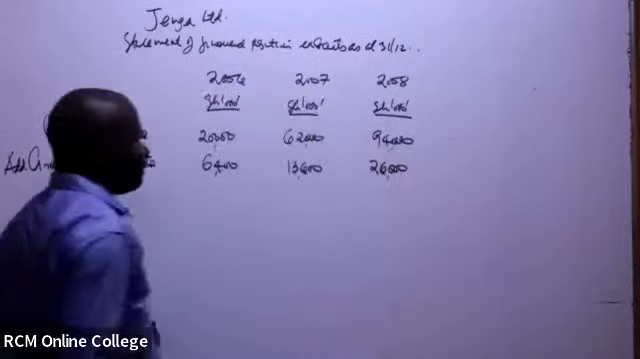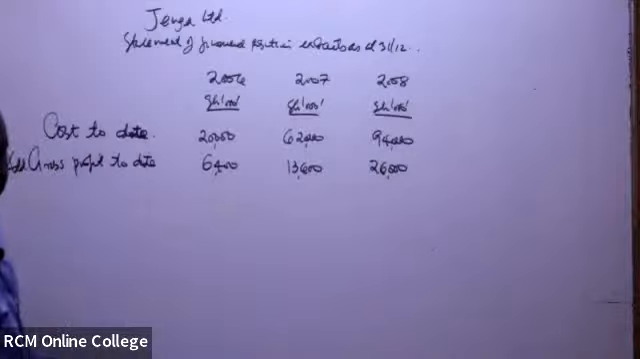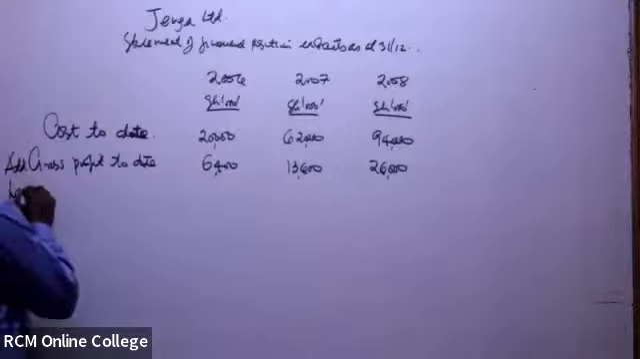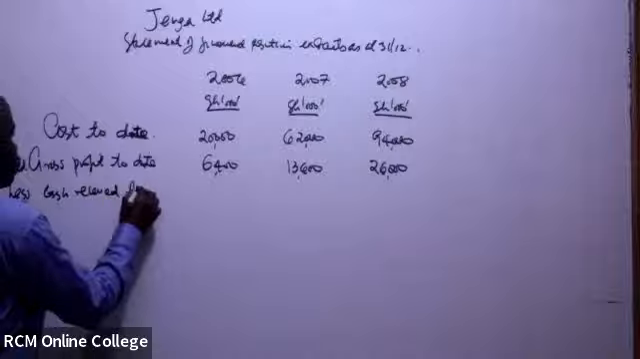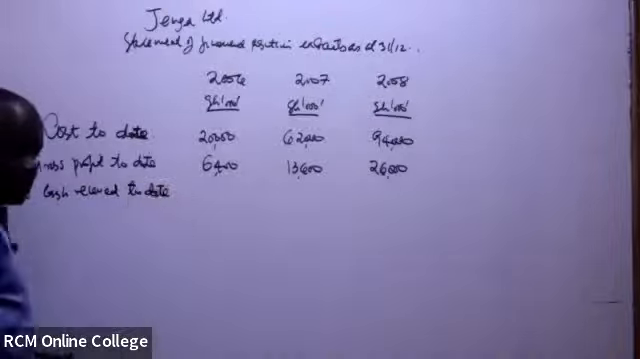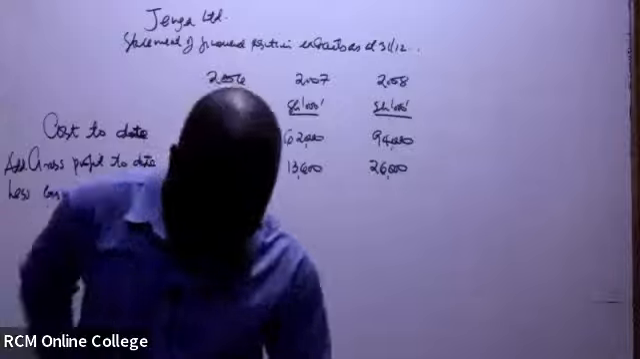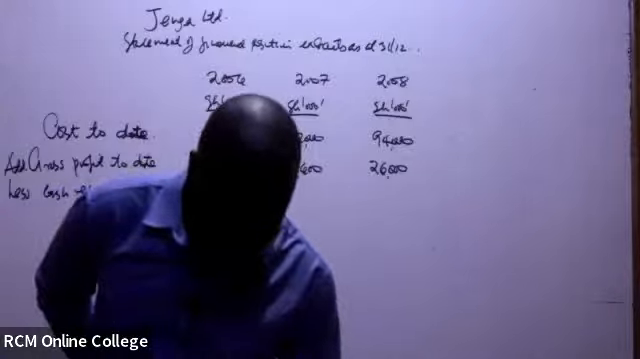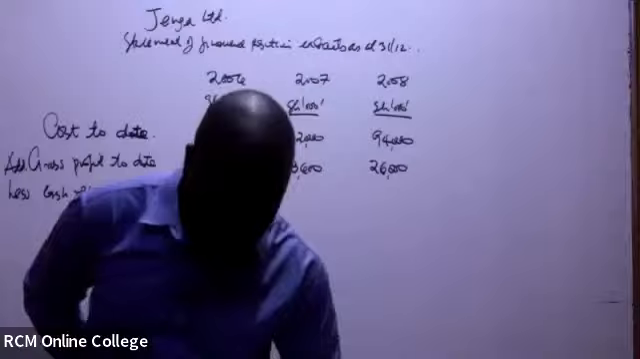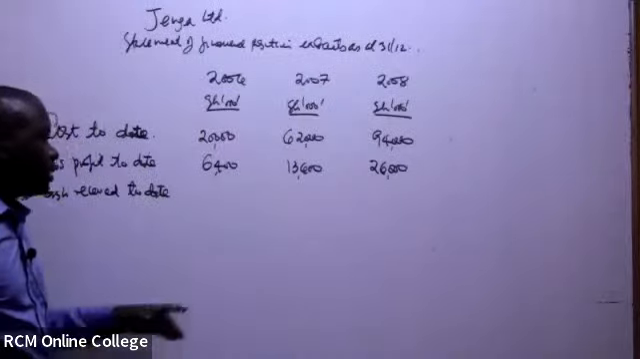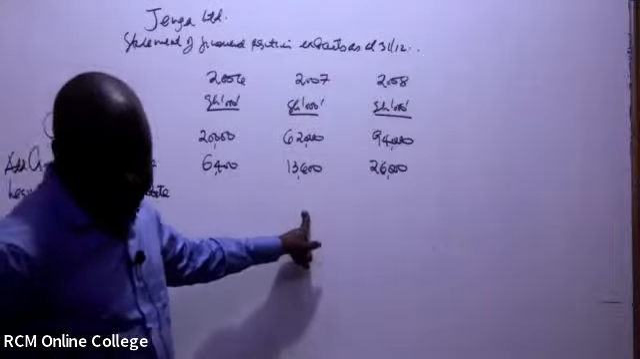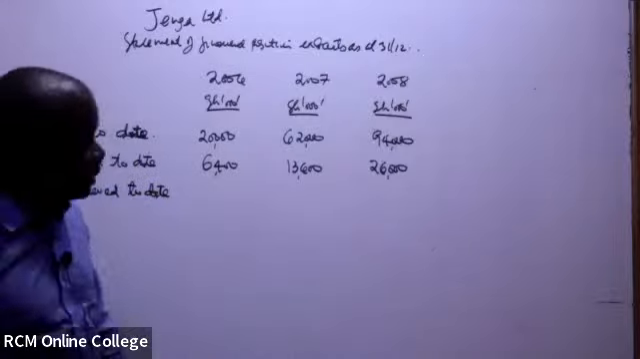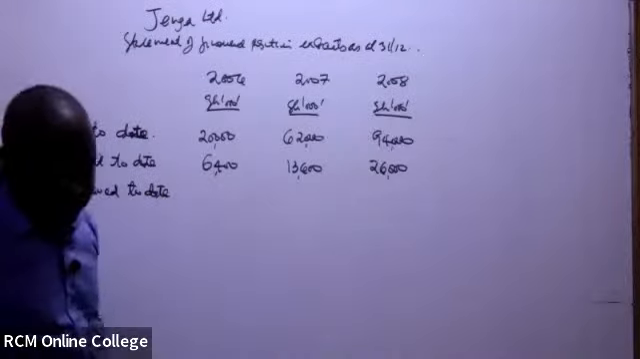Then you less the cash received to date. If you look at the question, you've been given the collection from clients for the different years. In the first year they have given you 12, then 38, then 60.